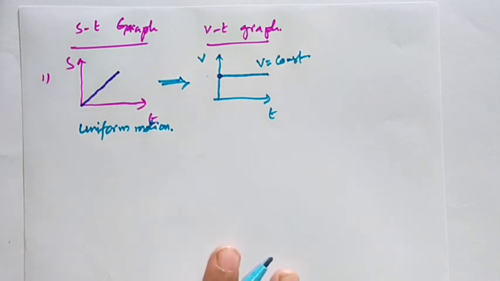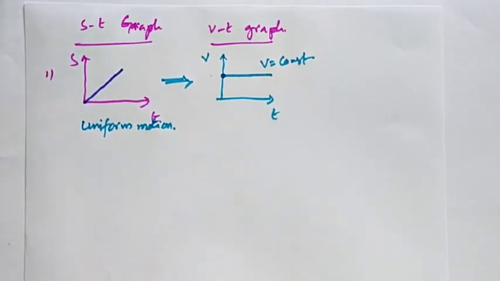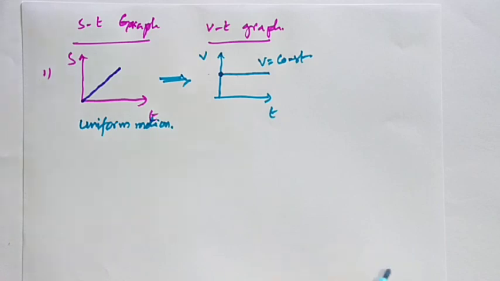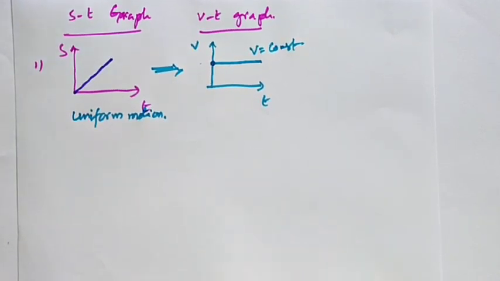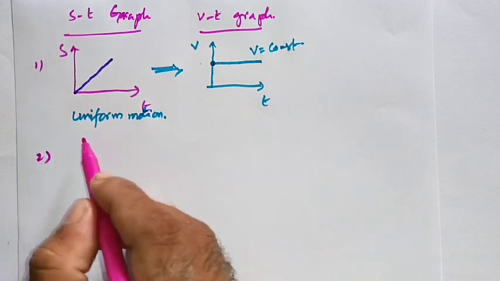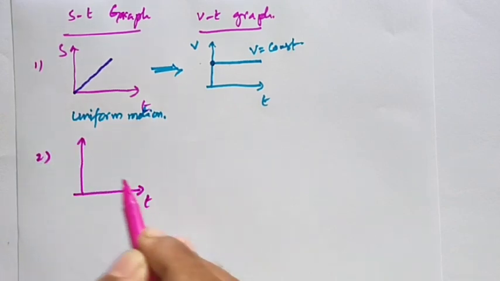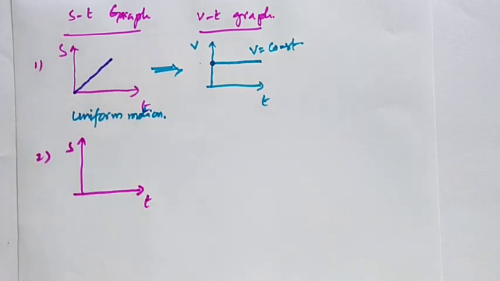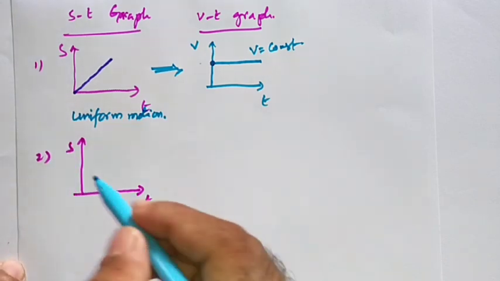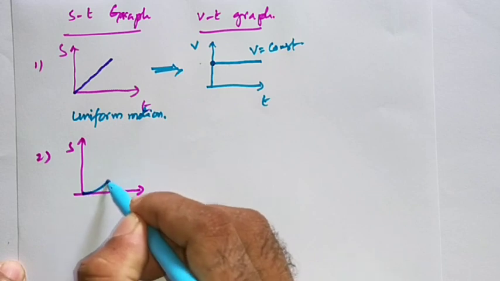These are very important. You listen carefully, you pause the video and try to learn it, or else you see the video once again. Right, now the second one is what? Second one, the ST graph is this, for example. The shape of the ST graph is a curve.